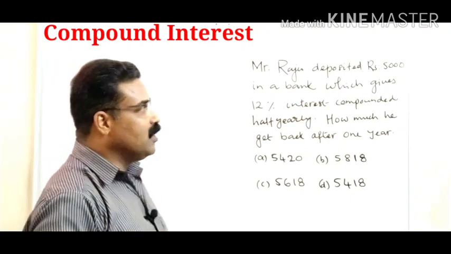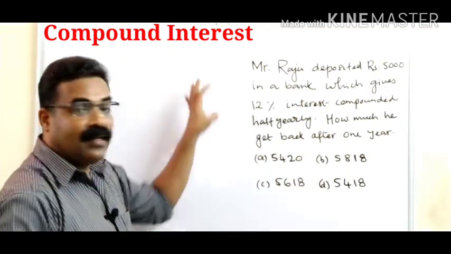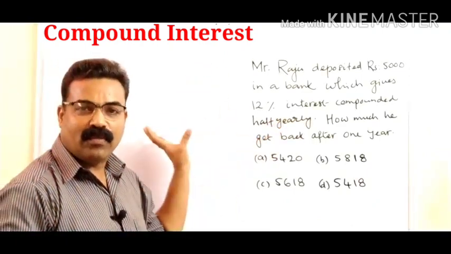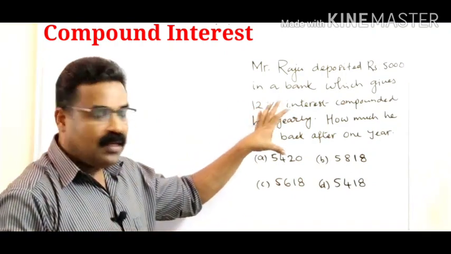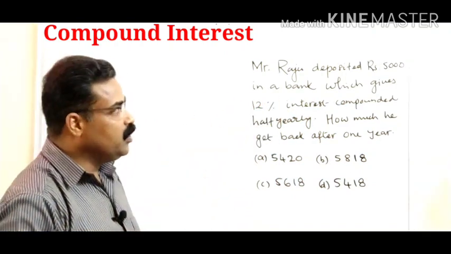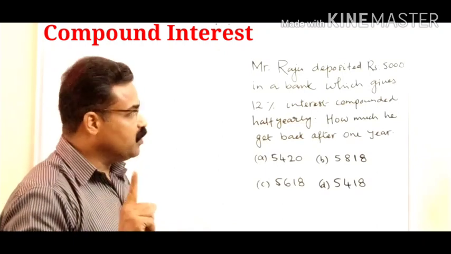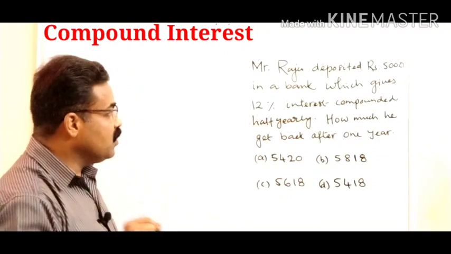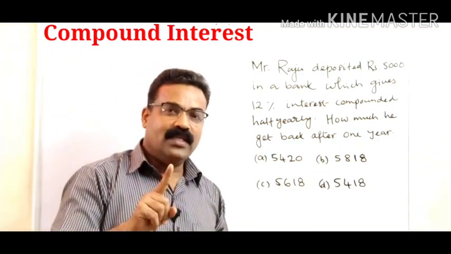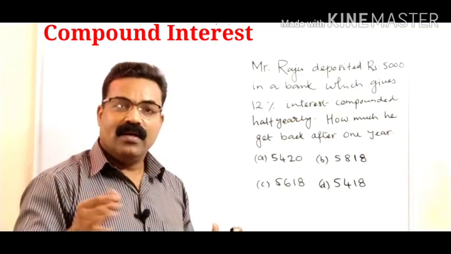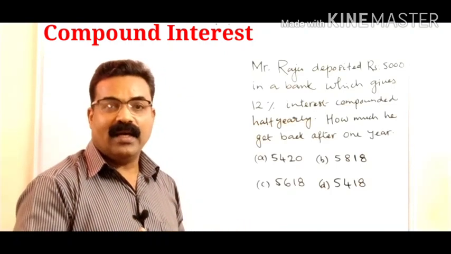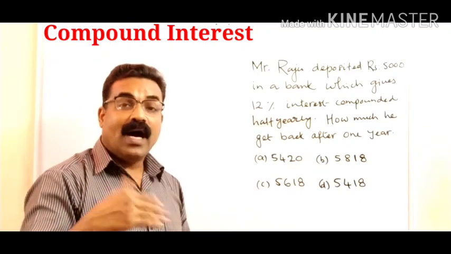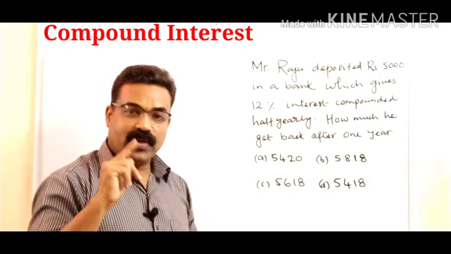So Mr. Raju deposited 5,000. Now for this question I am not writing what is P, what is R. I am directly taking it from the question and applying it in the formula. So P is 5,000, in a bank which gives 12% interest compounded half yearly. 12% interest rate is always for 1 year. Compounded half yearly means we have to take it half, so 6%. How much will he get back after 1 year? In 1 year, how many 6 months? 2 six-months. So n is equal to 2.